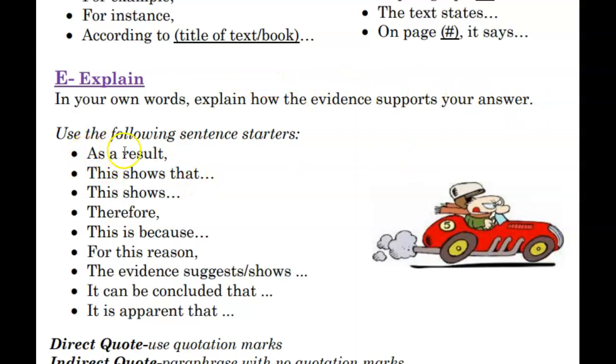So you want to begin this section with as a result. This shows that. This shows, therefore, this is because, for this reason, the evidence suggests, or the evidence shows. This can be concluded that. It is apparent that. So if you don't know what apparent means, if you don't understand concluded, then please just use these. As a result, this shows that. This shows. This is because, or for this reason. I am more than sure that these few at the top will be very helpful for you.